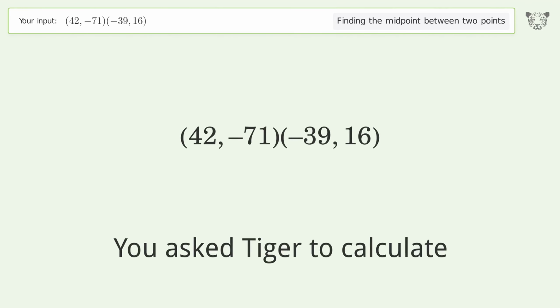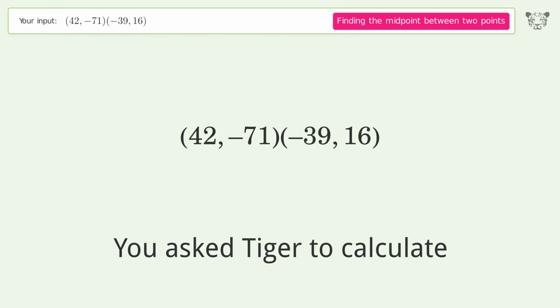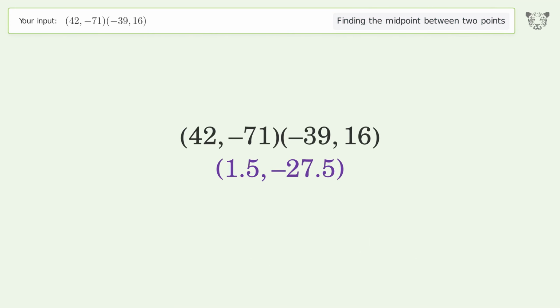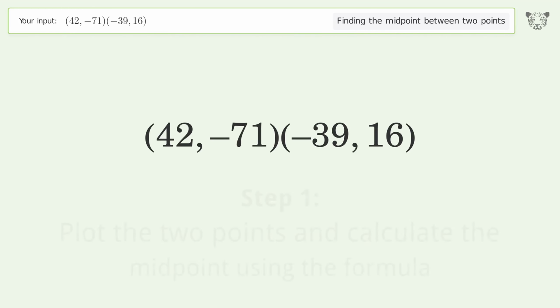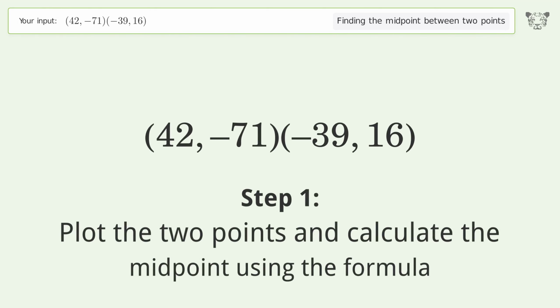You ask Tiger to calculate. This deals with finding the midpoint between 2 points. The midpoint between the 2 points is 1.5, negative 27.5. Let's solve it step by step. Plot the 2 points and calculate the midpoint using the formula.